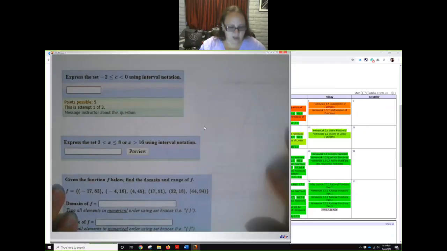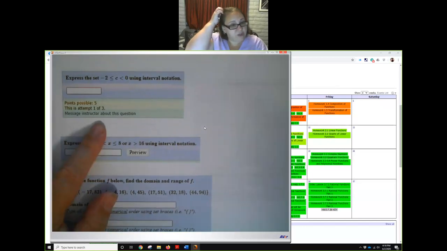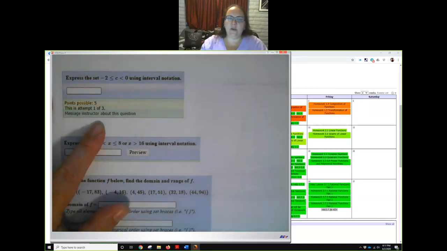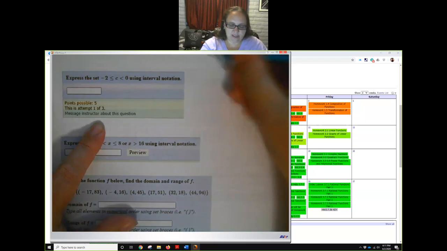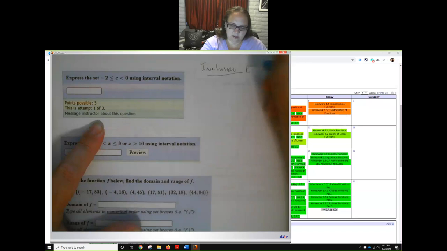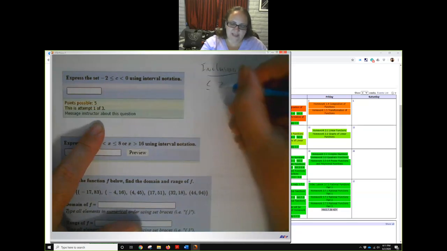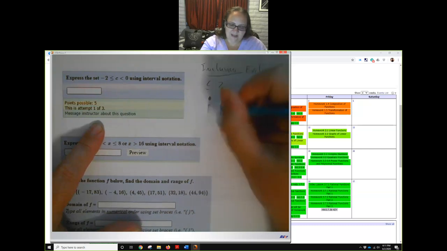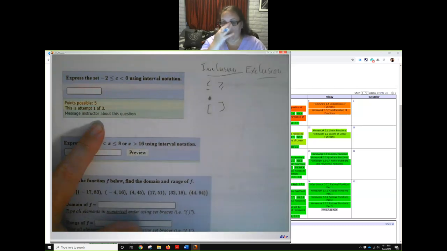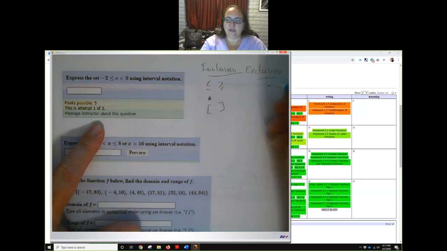So here we go. We're starting with interval notation. A quick reminder that we have inclusion symbols and exclusion symbols. Inclusion symbols mean that something is included in the set. My inclusion symbols have the "or equal to." It is a closed dot, and in interval notation, it is brackets. Exclusion symbols mean that they are not included in the set.